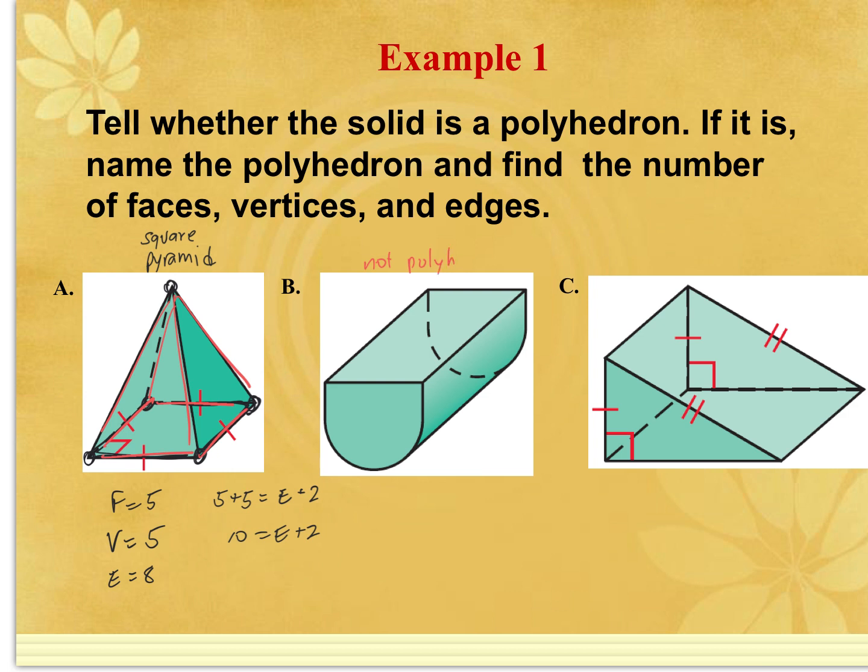When I go to B, this is not a polyhedron. The reason it's not a polyhedron is because the bases are not polygons. Notice this has a curved edge. This cannot exist in a polyhedron.